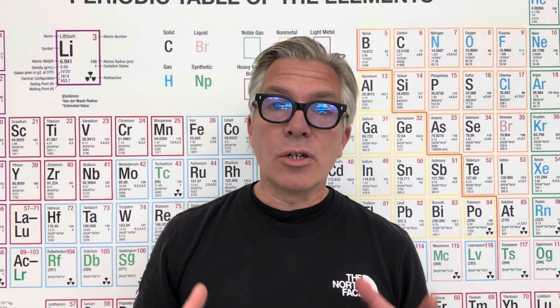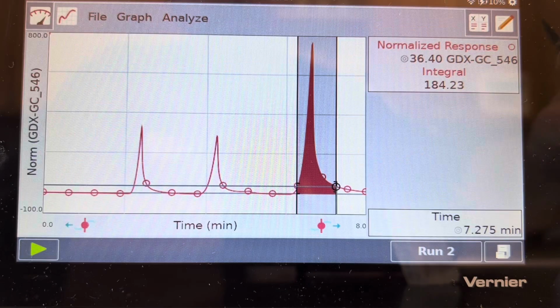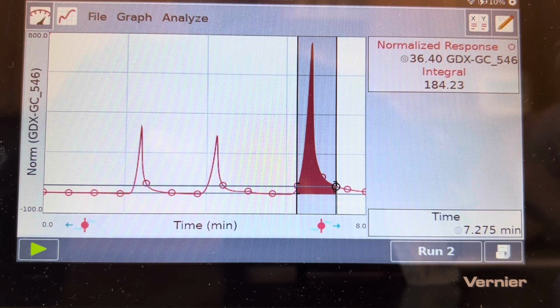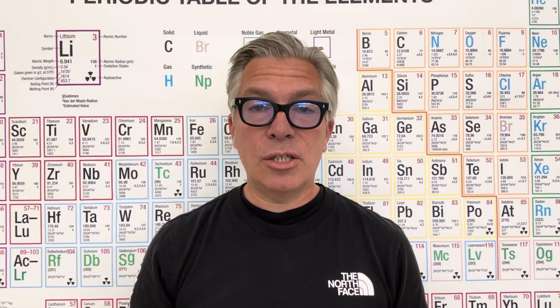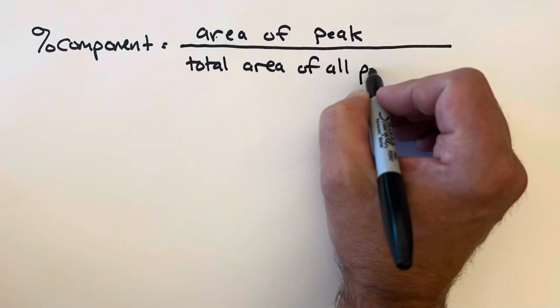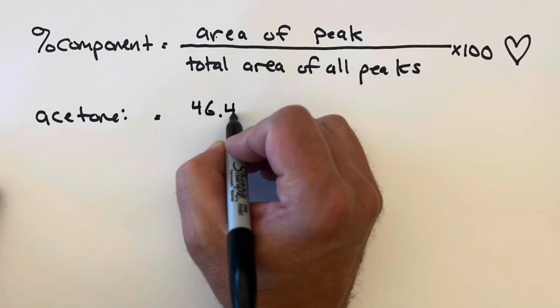To analyze the mixture using gas chromatography, you analyze the area under each peak, where each peak represents a different component of the mixture. Essentially, by calculating the area of each peak relative to the total area of all the peaks, you can analyze the percent composition of the mixture.